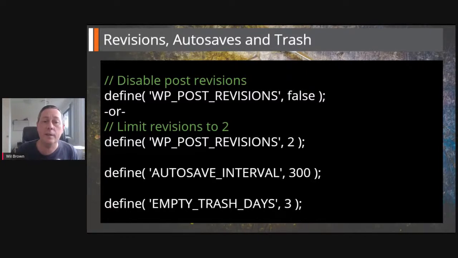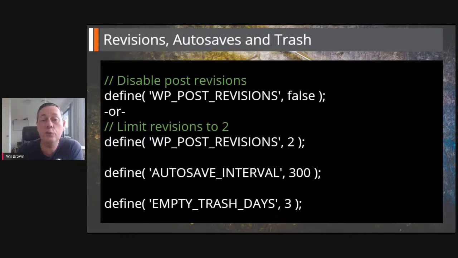Similarly, WordPress does an autosave for your posts, and the default interval is 60 seconds. Sometimes that's a bit too much. If you want to increase that interval, the number of times it autosaves, I like to set that to 5 minutes. So rather than having 60 seconds all the time, just up that to 5 minutes. There's a define called AUTOSAVE_INTERVAL, and that's in seconds. So I set that to 300, which is 5 minutes.